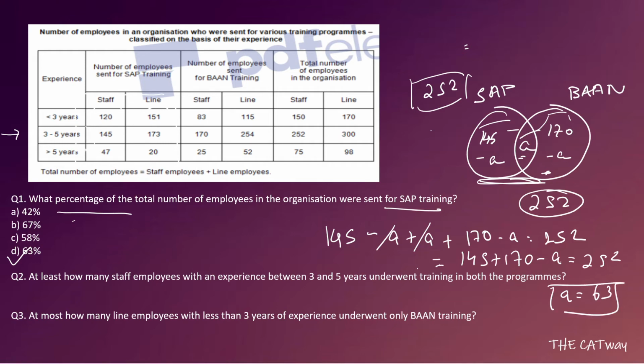And this was the question asked, that at least how many employees with the experience between 3 to 5 underwent both the training programs. So both, and we had taken both as equal to A. So the answer for question number 2 is going to be 63. Okay, so let's move ahead from this one. Let's come to the third question.